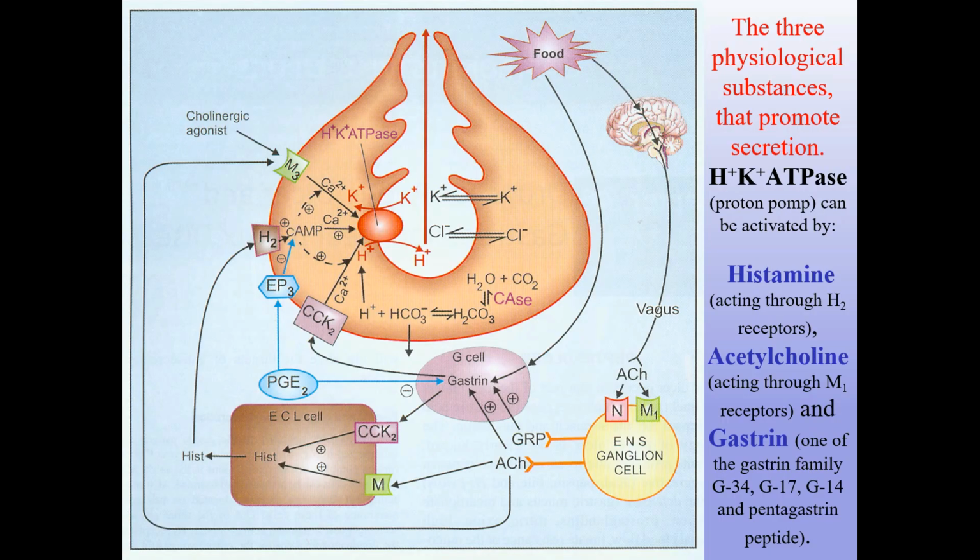And on this picture you can see the 3 physiological substances that promote secretion. Hydrogen potassium ATPase, or proton pump, can be activated by histamine, acting through H2 receptors, acetylcholine, acting through M1 receptors, and gastrin, one of the gastrin family G34, G17, G14, and pentagastrin peptide.